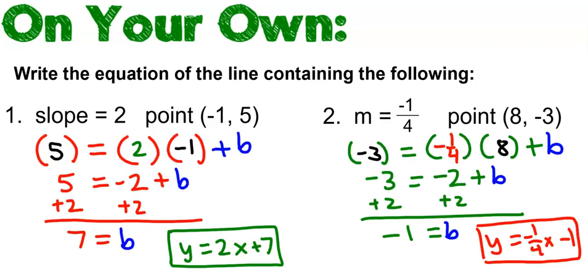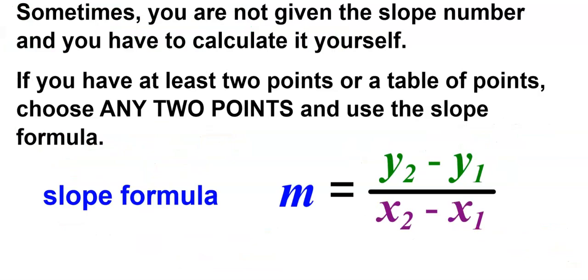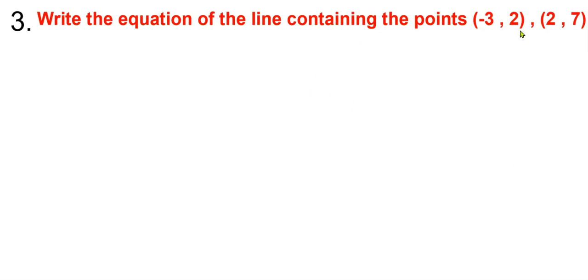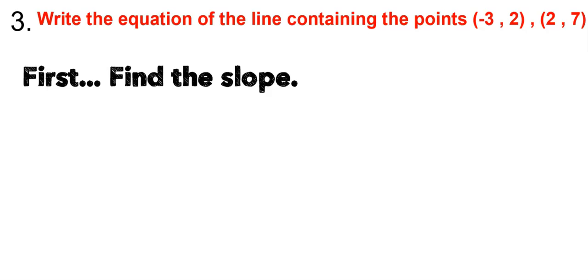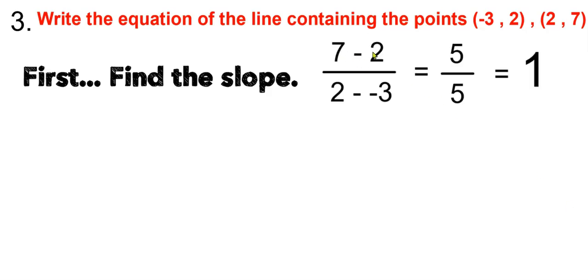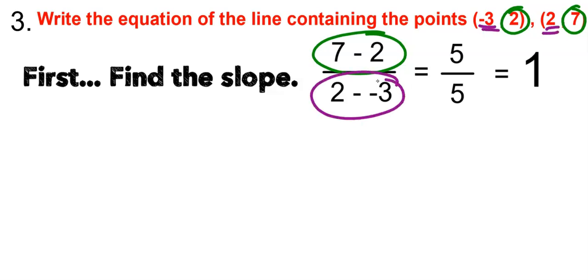How did you do? All right, last example. What happens if you only have 2 points? Well, in that case, you have to find the slope number yourself. You're going to use the slope formula to do that. So if I want to find the slope of these 2 points, I put them in the slope equation. 7 minus 2, y minus y. That's what goes in the numerator. And then x minus x. That's what goes in the denominator.